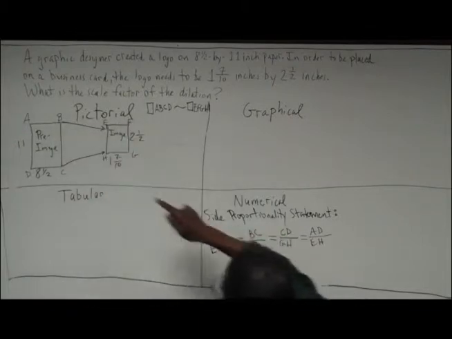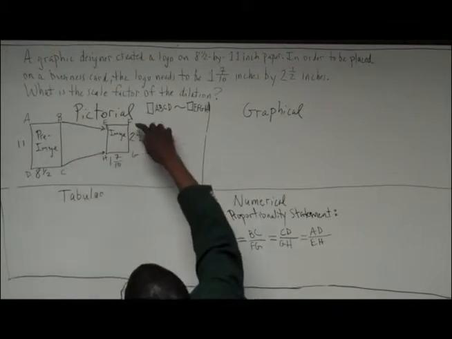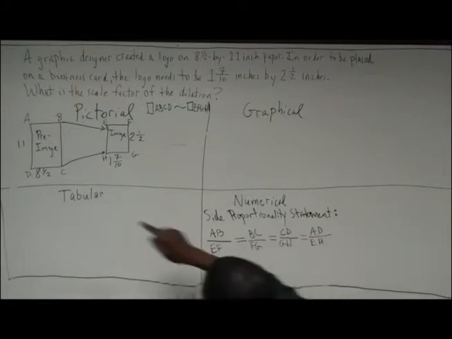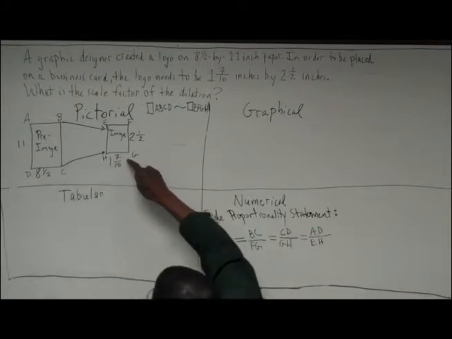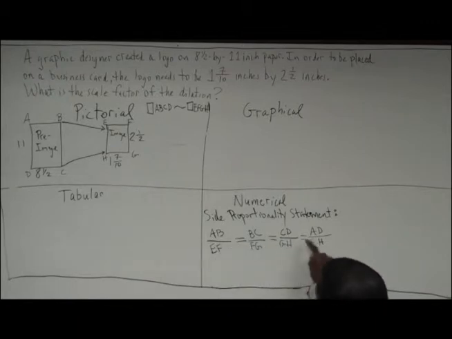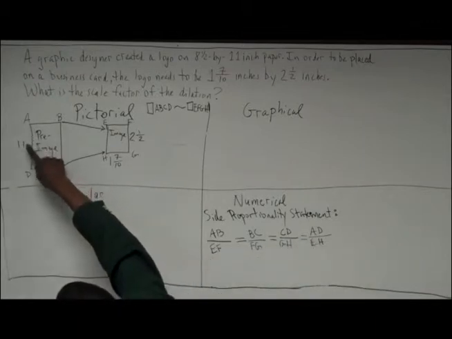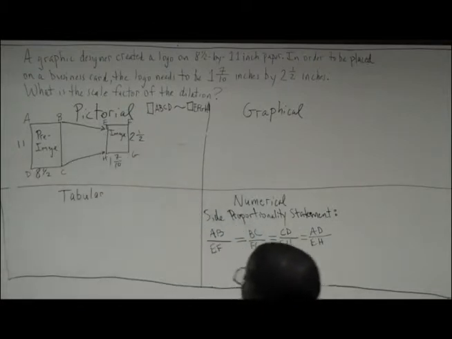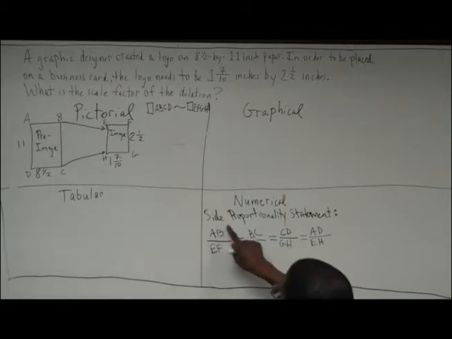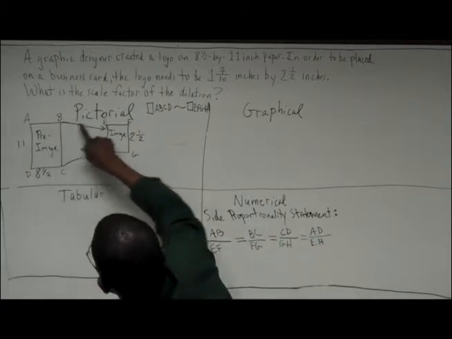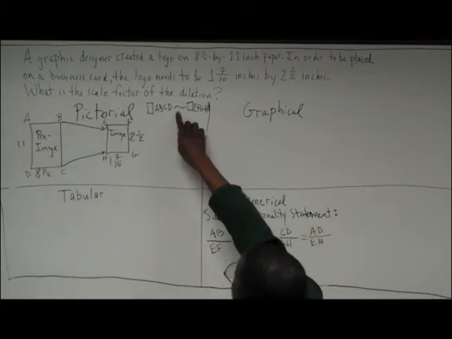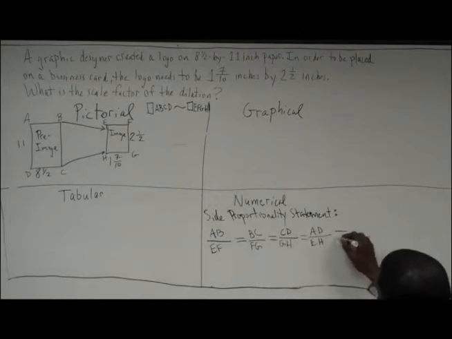Then we have side BC, which is the right side, compared to side FG, which is also the right side. Then we have side CD, which is the bottom, compared to side GH, which is also the bottom. And lastly, we have side AD, which is the left side, and that's compared to side EH, which is also the left side. So as you can see here, all that we're doing with the side proportionality statement is comparing corresponding sides. Now, because we are dealing with shapes that are similar, this ratio will not equal 1.